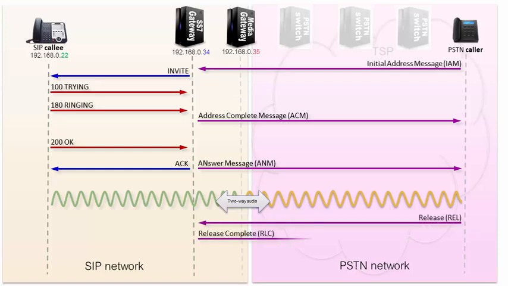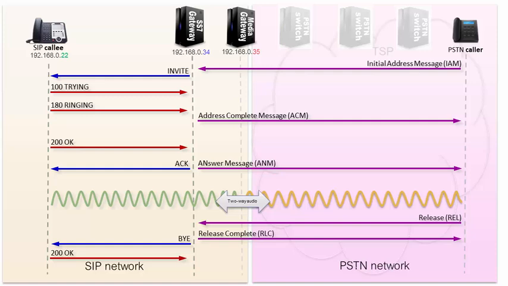Finally, if the caller hangs up, an SS7 release message, REL, is sent, triggering a release complete message in return, formally concluding the PSTN side of the call, and a SIP BYE request on the other, responded by a 200 OK to the BYE to formally conclude the SIP side of the call.